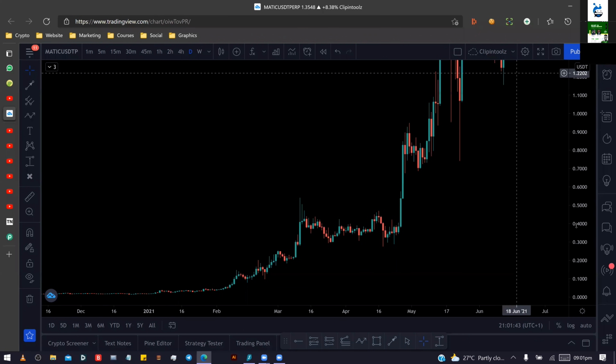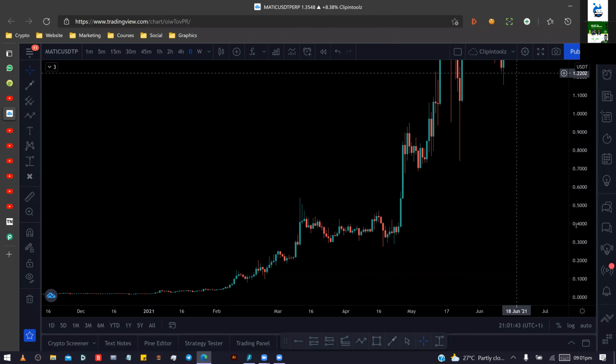Now, what you should do is that if Matic fails to break here and it goes to this support, it's going to bounce a little bit. You now come here and put your long position. Maybe you can put your stop loss below this low. Maybe your take profit can be at the nearest resistance. Your take profit can be here.